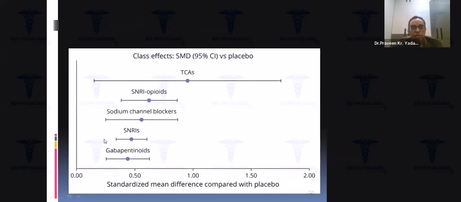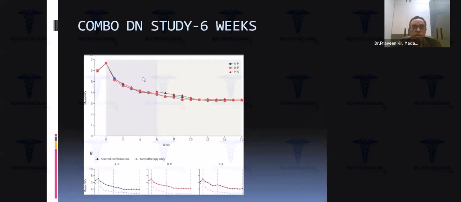Now, regarding the efficacy of the drugs, this is one trial which shows that most of the drugs are almost similarly efficacious. There is not much difference between the efficacy of the drugs. Now, what about the combination of neuropathic medications? This is one study, the COMBO-DN study, published in Lancet, in which they studied various combinations: amitriptyline pregabalin, duloxetine pregabalin, pregabalin amitriptyline.